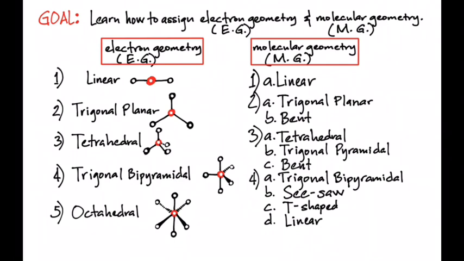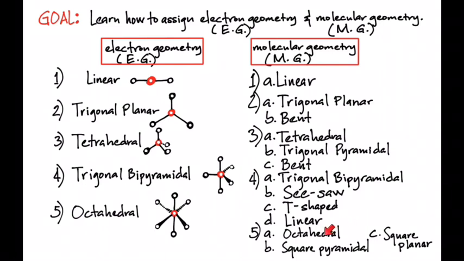And finally, if you have a molecule with octahedral electron geometry, you can have 3 different subtypes or molecular geometries. The first one is octahedral. So an octahedral electron geometry can also have an octahedral molecular geometry, square pyramidal molecular geometry, and square planar.